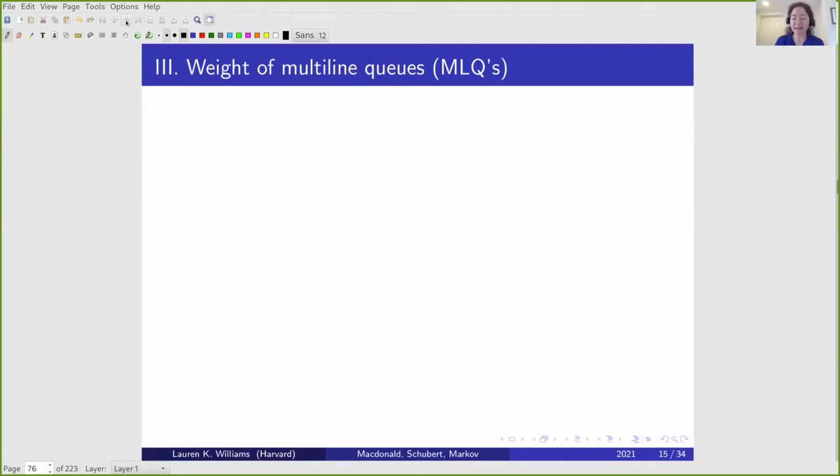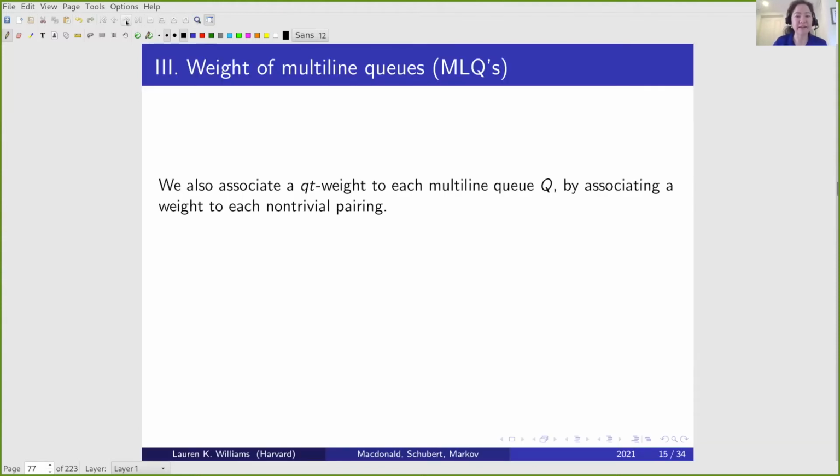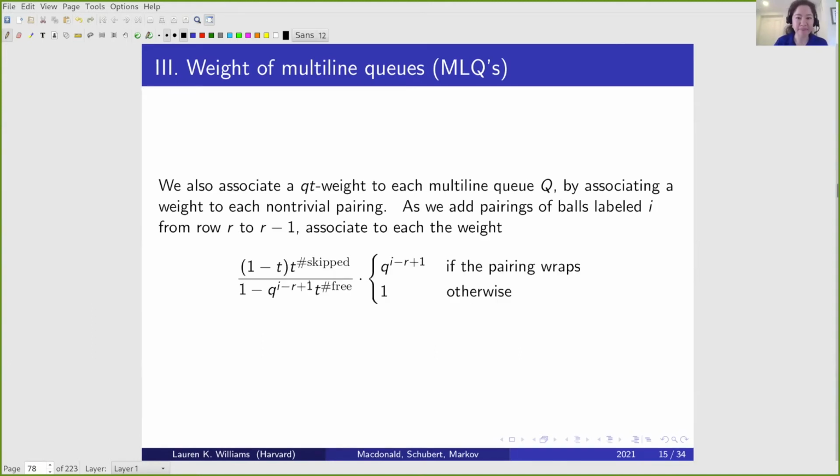Now there's going to be a weight of every multiline queue. That's a function of q, t and the x_i's. The way I associate a qt weight to each multiline queue is I look at every non-trivial pairing. It's not too important to digest this definition. I'll say briefly what it is, but it doesn't matter that much that you really memorize it.